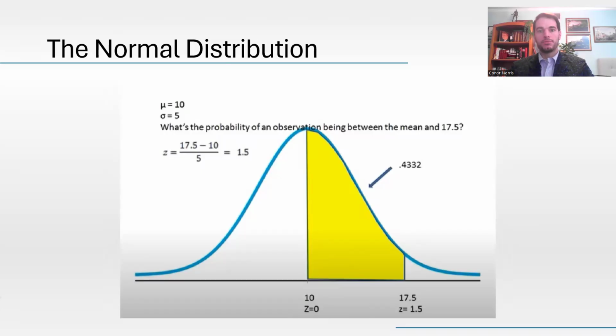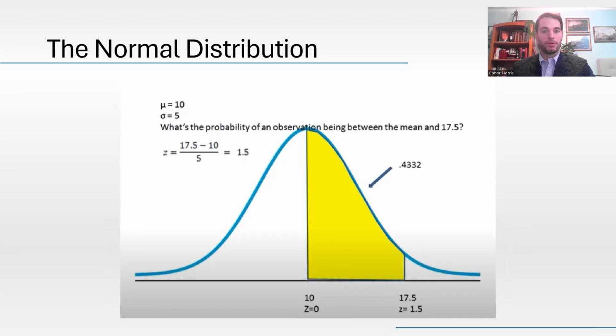So to do this, we compute the z-score first. So 17.5 minus its mean 10, and then divided by the standard deviation, which we have listed here at 5. So that's 17.5 minus 10, which is 7.5. We take that number divided by 5, the standard deviation, which gives us a z-score of 1.5.